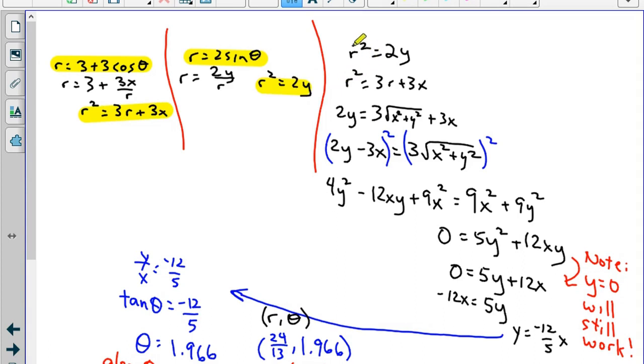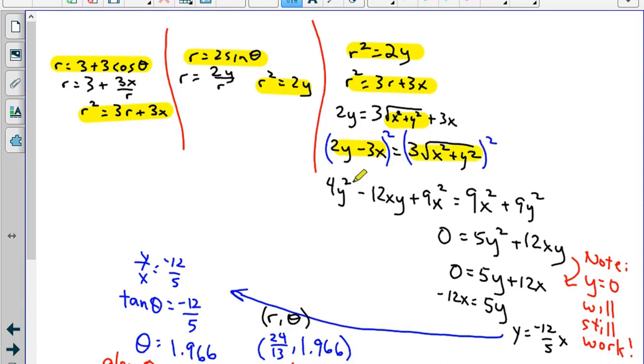The reason I did this is that I think solving this in the TI using function mode is really, really complicated. So I set these two things equal to each other and got 2y equals 3r plus 3x. I replaced r with the square root of x squared plus y squared. Then I subtracted 3x from both sides, so I got 2y minus 3x equals 3 times the square root of x squared plus y squared.